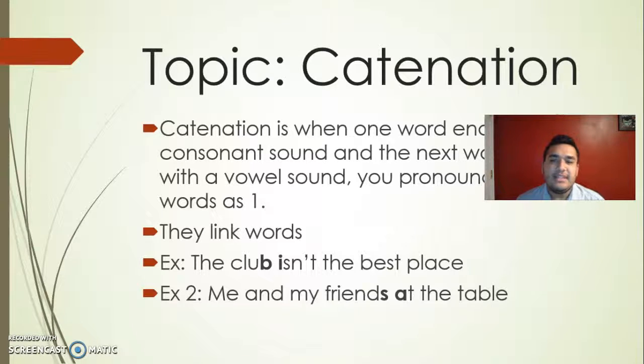The next sentence, it's also from the song. Me and my friends at the table. You can see friends at. S is the ending. A is the beginning. My friends at the table. You say my friends at the table. Friends at. Don't worry. Like I said in the beginning, practice makes perfect. This will come natural to you, and you would think that it's difficult and it's not natural, but it is. You just wait and see. Okay?